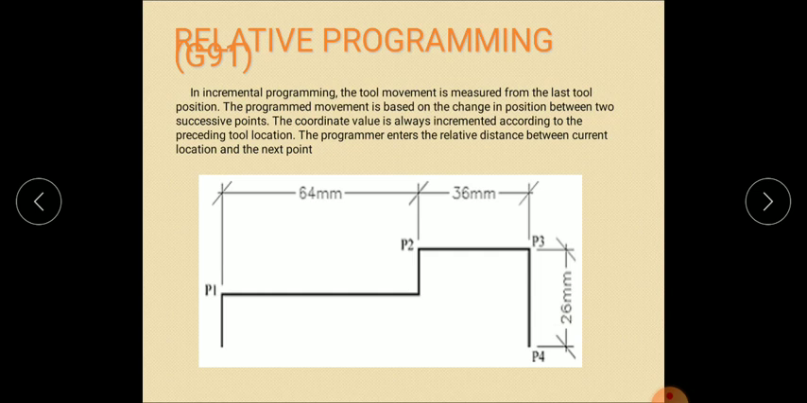Here the programmer enters the relative distance between the current location and the next point. This is the current location and this is the next point. Again, if they move further, this is the current location and this is the next point. So this is nothing but incremental programming or relative programming.